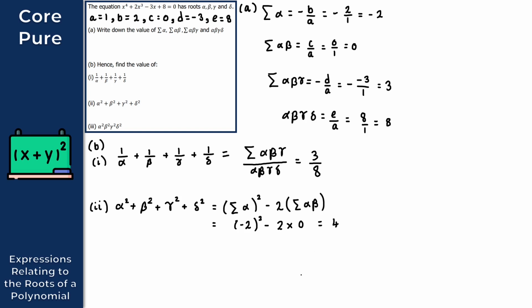Okay. And then finally here for the very last part, then we have alpha squared times beta squared times gamma squared times delta squared. So nice and straightforward here to finish with then for part B. So all we need to do here is just rewrite this using the rules of indices then. So alpha squared, beta squared, gamma squared times delta squared. We can rewrite this as alpha, beta, gamma, delta, all squared here. Well, we know the value of this expression here then, that is 8. So we get 8 squared here, which is equal to 64, right? And there we have it.